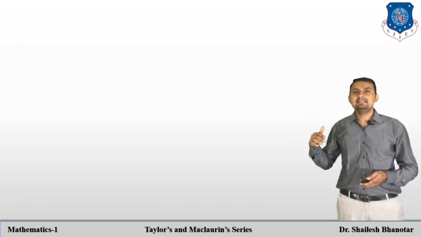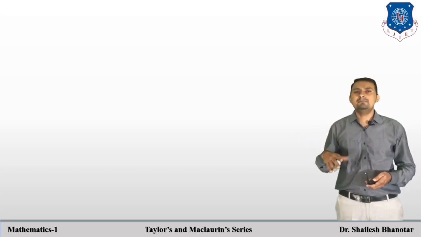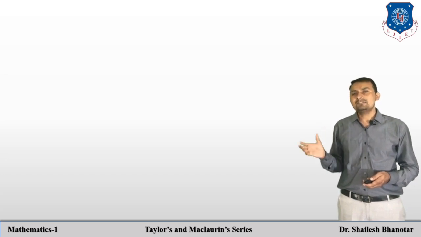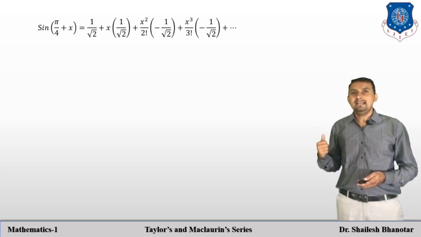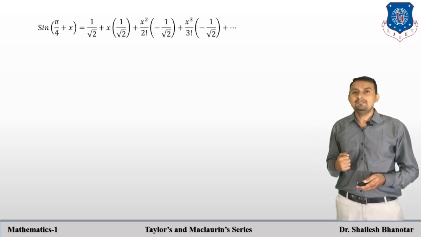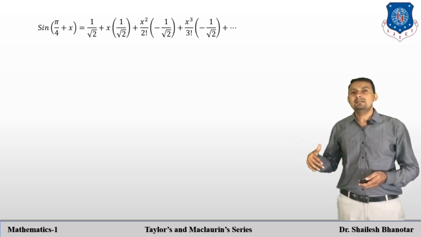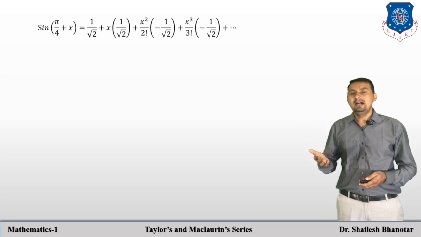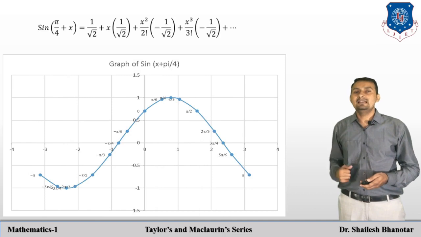There are lots of questions that arise, such as how we can represent the function f of x plus pi by 4, or sine of x plus pi by 4, and based on that you can represent the graph. So here this is the first example. Sine of pi by 4 plus x is 1 divided by under root 2 plus x into 1 divided by under root 2 plus x square divided by 2 factorial into minus 1 divided by 2 under root 2 plus and so on. And this is the expression in powers of x. Suppose you want to estimate the graph, you can. So the graph will be like that.